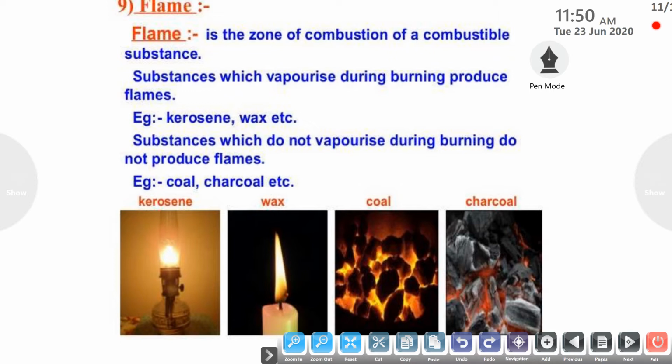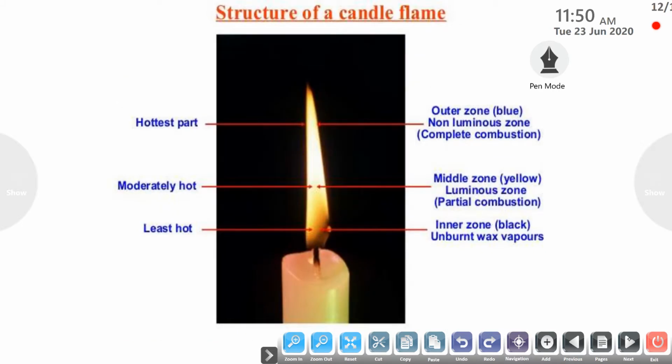As you can see in the picture, kerosene and wax produce flames because they vaporize during burning, and coal and charcoal do not produce any flame because they do not vaporize during the combustion. This is the structure of a candle flame. In any flame, you can see that there are three parts that a flame consists of.